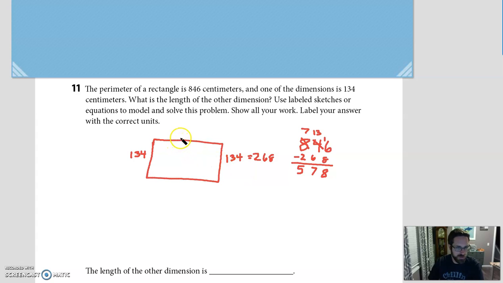So 578, a lot of people would just say, oh, well, the length must be 578, but we have two sides that have to be the same, so we have to divide the 578 in half, because that's going to be our length on the top and the bottom.